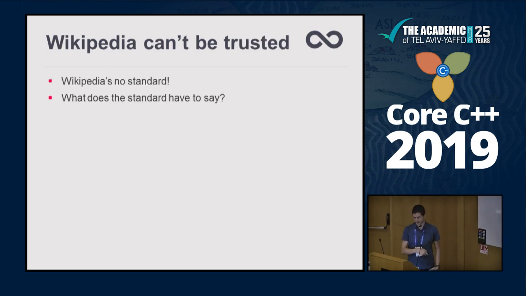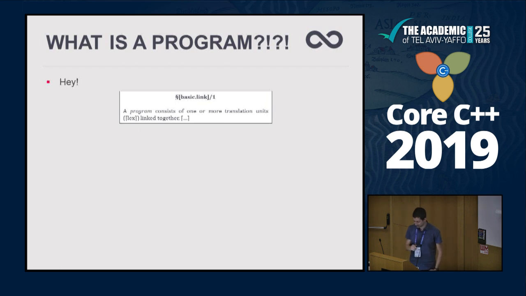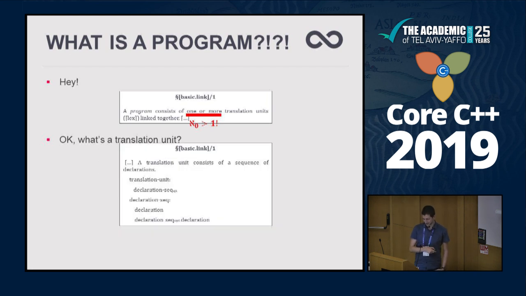We've established that. What does the standard have to say about this? Okay, so I found this. A program consists of one or more translation units linked together, okay? One or more, well, aleph null is more than one, right? So maybe we have something to go on here. So what's a translation unit? It consists of a sequence of declarations. There is a declaration sequence, just a declaration, or another, just more declarations.